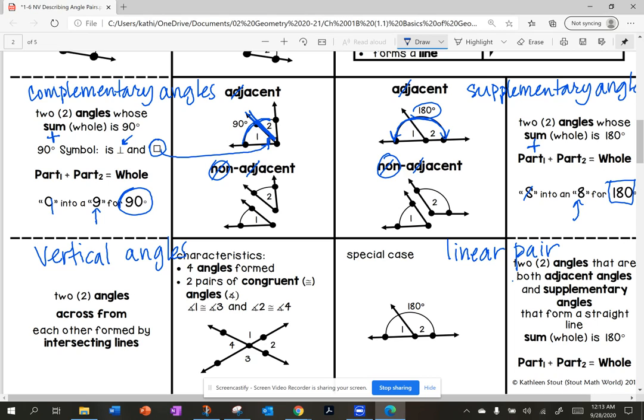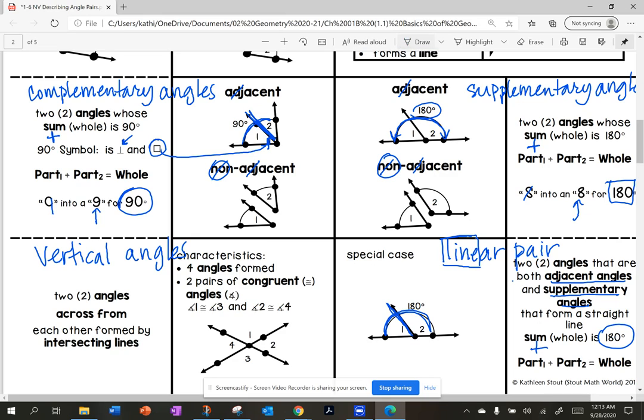A linear pair, a lot of students will remember that it is a line, are two angles that are both adjacent and supplementary. So they form a straight line, so the sum again is 180 degrees. Okay, so these are adjacent. Supplementary angles are called a linear pair.